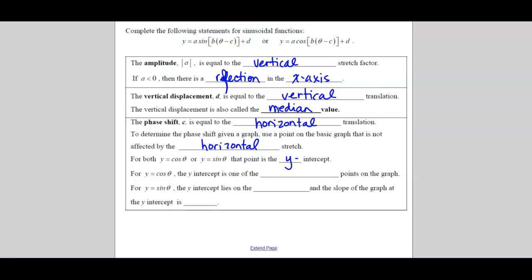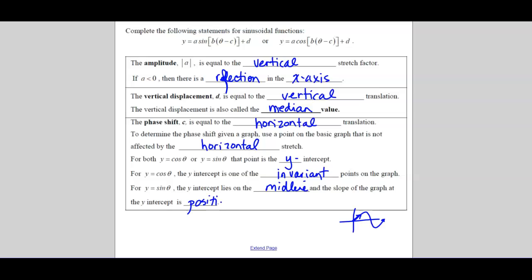Remember, for y equals cos theta, the y-intercept is one of the invariant points on the graph. For y equals sine theta, the y-intercept lies on the midline. Okay. And the slope of the graph at the y-intercept, so sine, remember, is going up like that. So we call that, remember, positive slope. So it's kind of a way of remembering.